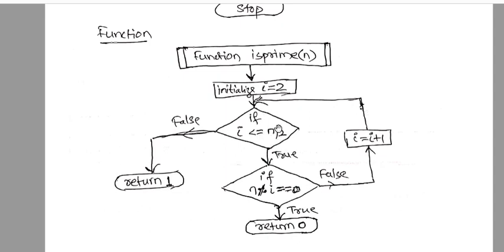And if it is a case of 10, the first time itself it will become 0, since 10 modulus 2 is 0, it will return 0. If the condition i less than or equal to n by 2 becomes false, that means none of the numbers could divide the value n. So we return the value 1. Return of value 1 means it is a prime number.